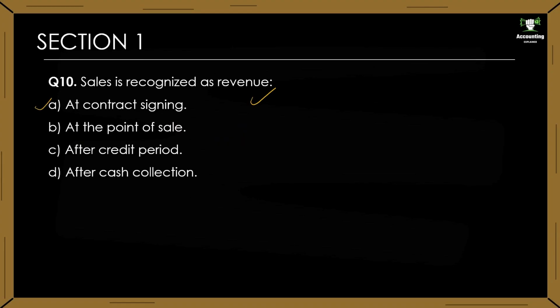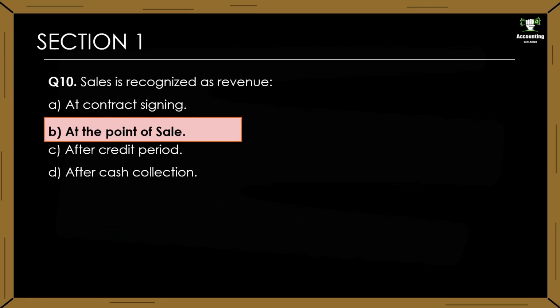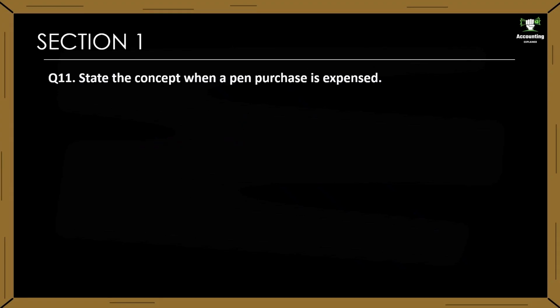Question 10. Sales is recognized as revenue. A. At contract signing, B. At the point of sale, C. After credit period, D. After cash collection. Answer is B. At the point of sale. See, revenue from sales is recognized at the point when the ownership of goods is transferred to the buyer. This is usually at the point of sale. 11. State the concept when a pen purchase is expensed.